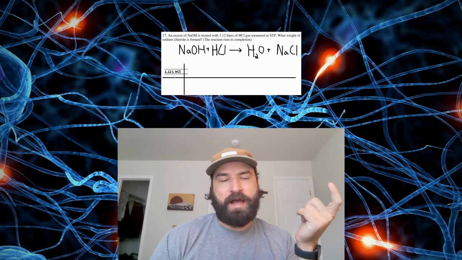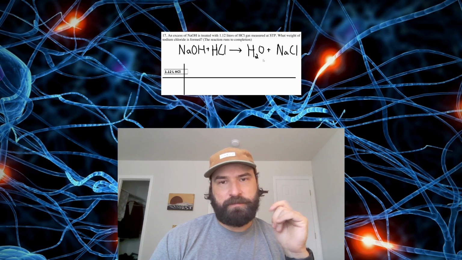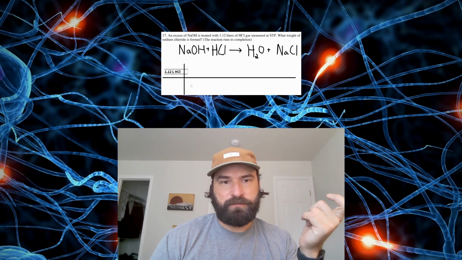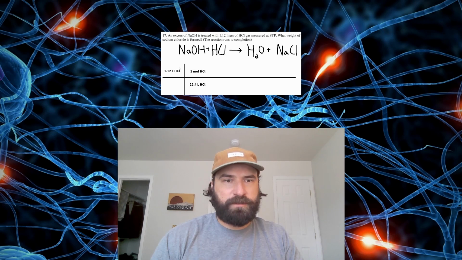So I want to figure out how many moles of HCl are in 1.12 liters. And I know that a gas at STP has a volume of 22.4 liters, that's HCl, for every 1 mole of that gas. So I've canceled our liters HCl, and now I'm in moles.